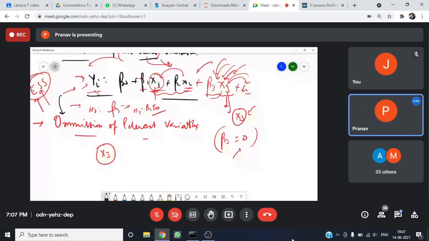Now, by now you would have understood that no matter how elaborately you build your model based on theoretical justifications, it is almost impossible to include all the explanatory variables, or at least the relevant ones, which should have been included in the model. And it is not due to the incompetence of the researcher, but there are many factors which contribute to omission of relevant variables.